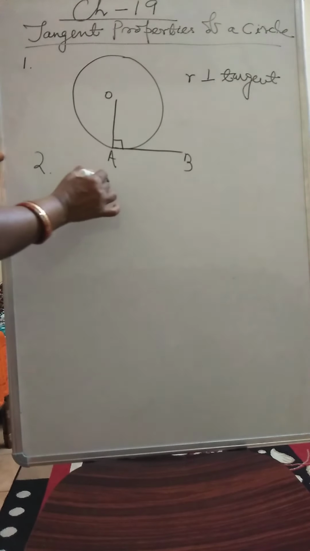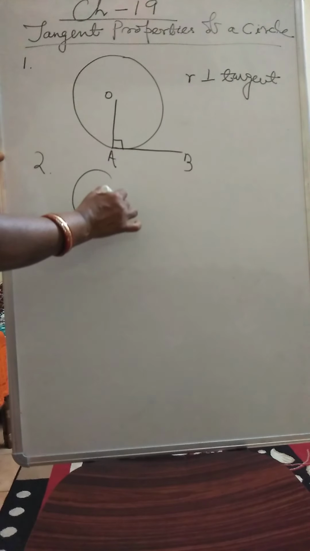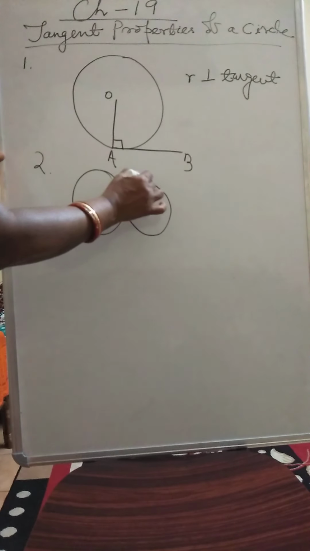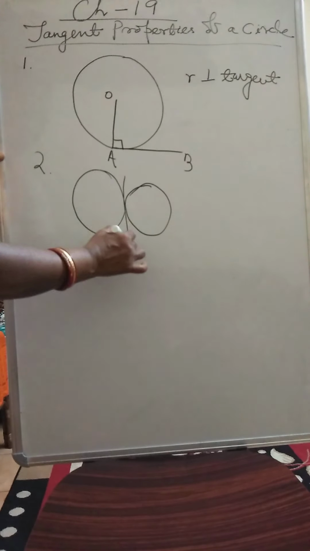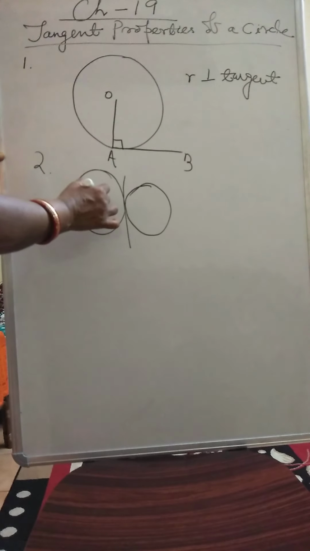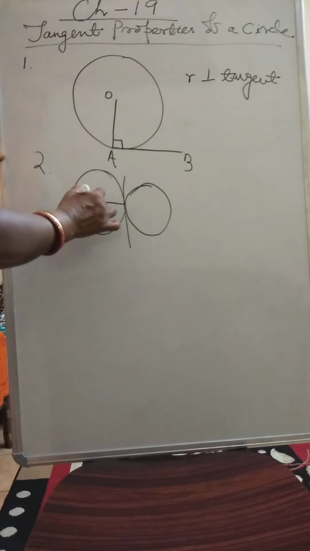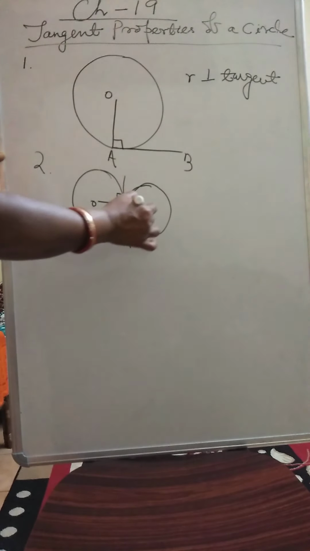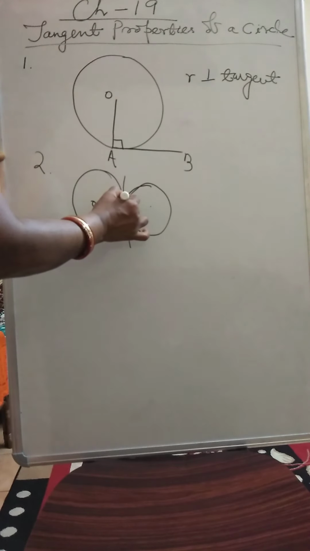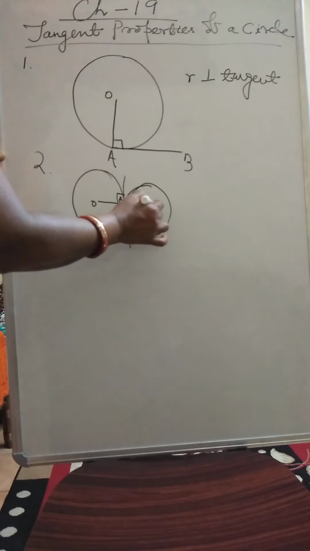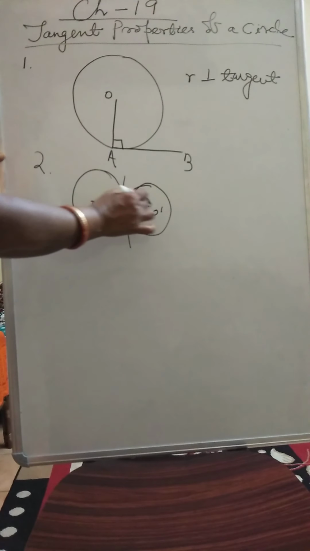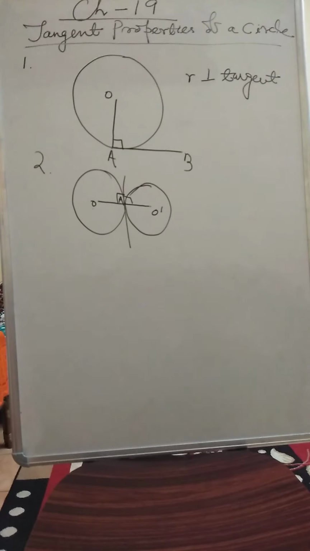Second case, when the two circles touch externally, then it will be the tangent. Okay, this is OA, radius is perpendicular to tangent. O dash, this is OA is 90 degree, O dash A also 90 degree, radius is perpendicular to tangent.